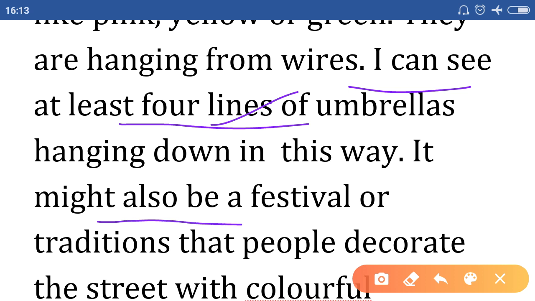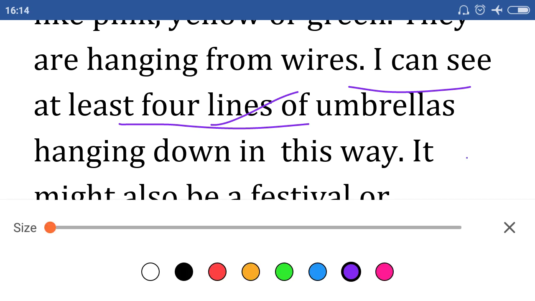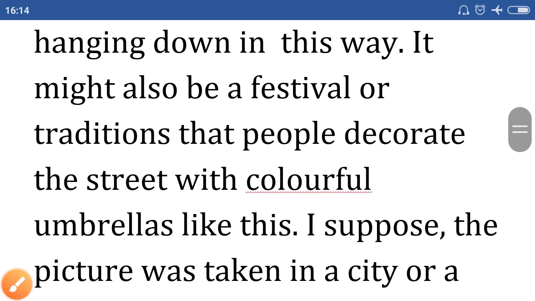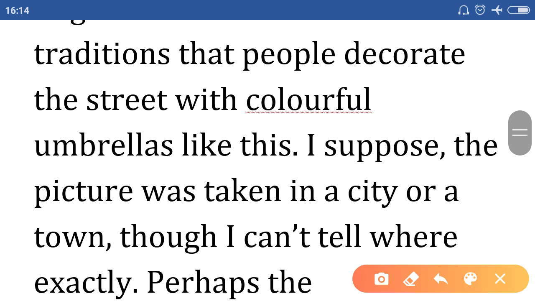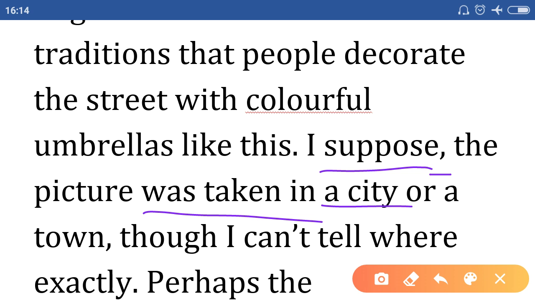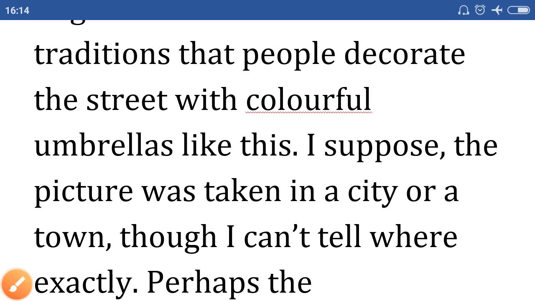It might also be a festival or tradition, now we are guessing, we are speculating about what we don't see in the picture. So it might be a festival or tradition where people decorate the streets with colorful umbrellas like this. It could be any festival. I suppose the picture was taken in a city or a town, though I can't tell where exactly. So we can't exactly tell the place where the picture was taken. But it could be some town.